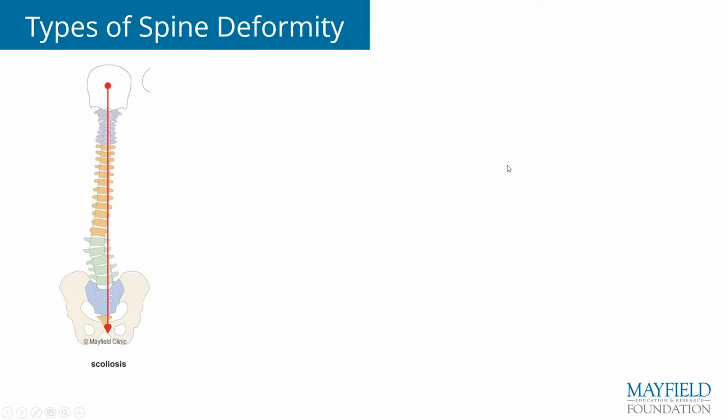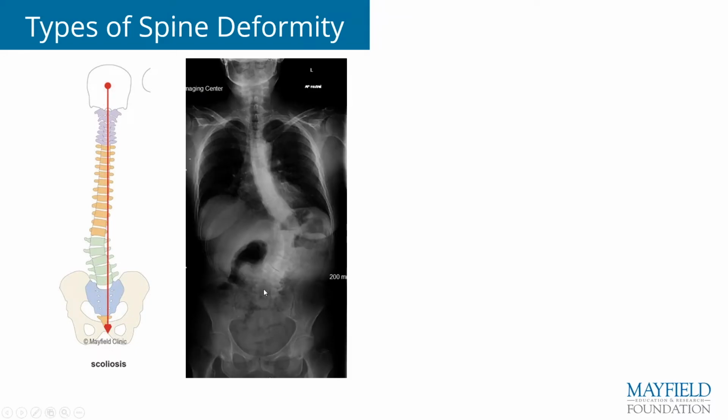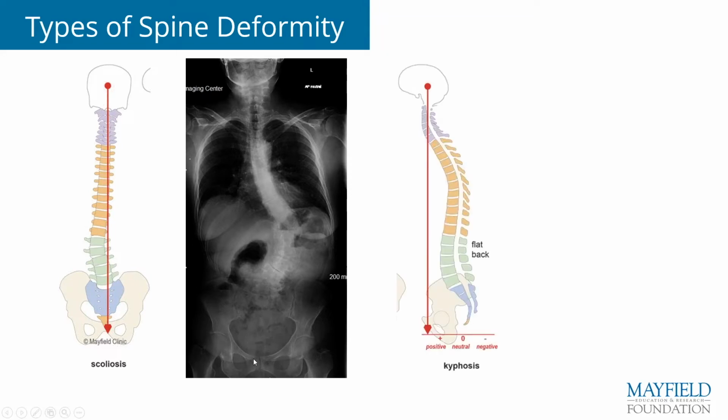Scoliosis is a type that I'm sure many people have at least heard of. What scoliosis is, is this side-to-side curvature. And here's an x-ray of a patient with a very dramatic scoliotic curve. And actually, this is a picture from one of the patients that I'm going to tell you a story about at the end of this webinar.